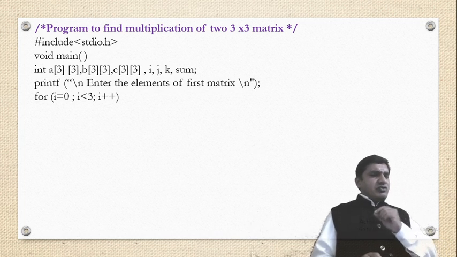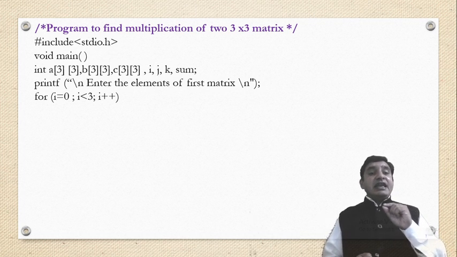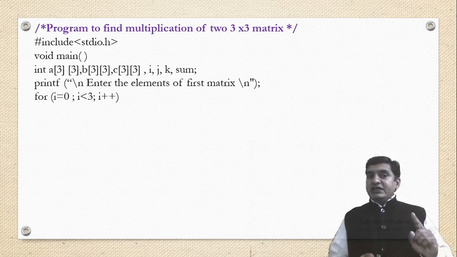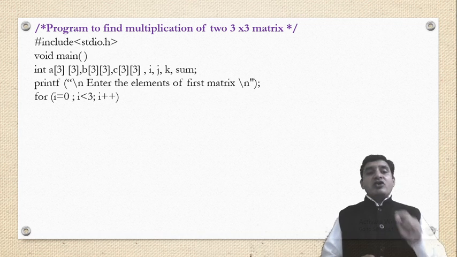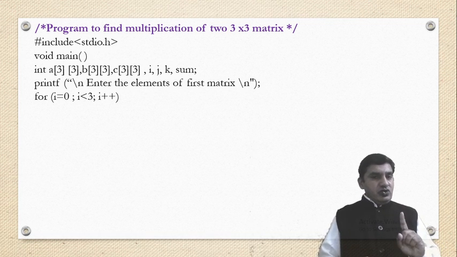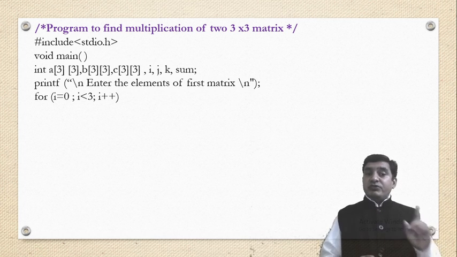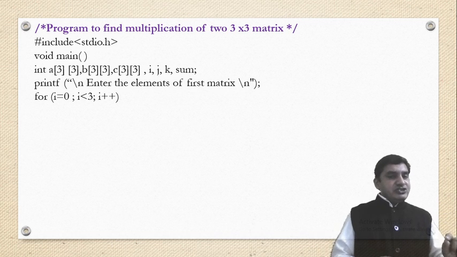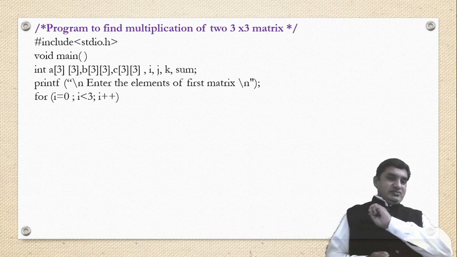For that we use a for loop. For i is equal to 0, i is less than 3, and i is incremented, means the value of i is 0, 1 and 2, not 3, because i is less than 3. i starts from 0 up to 2.